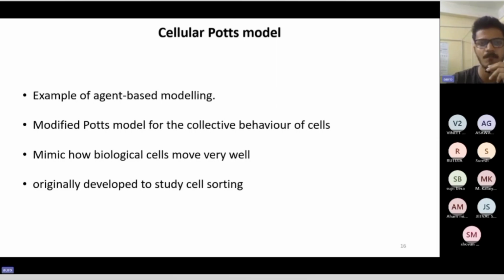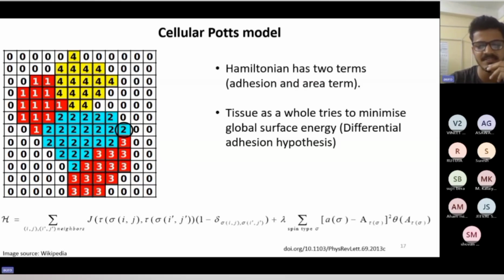So this is the model, and we'll simply understand what it is. Here you can see the numbers 1, 2, 3, 4. These are actually individual cells. So we represent cells on the lattice like this, and the zero is the extracellular medium. As you know, each cell is surrounded by some kind of matrix or medium. So what happens? We have a principle.